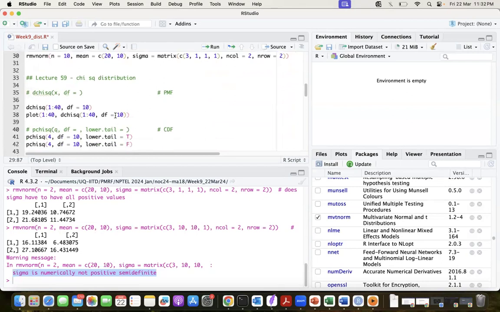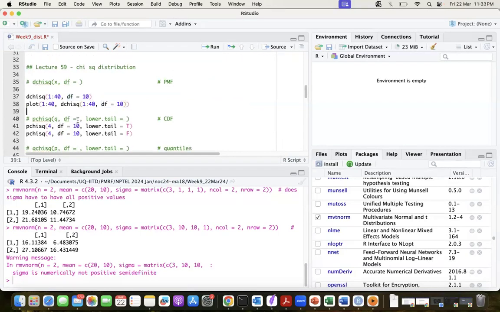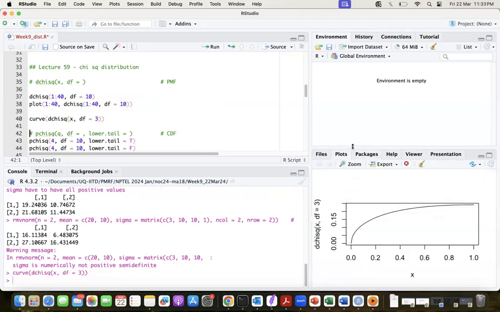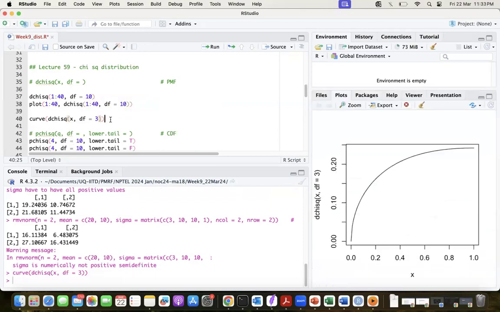Likewise, we come to the four functions of chi-square. For chi-square, the only parameter you are interested in is the value of df. If you want to look at what it looks like, we'll use the function curve. We'll write dchisq, which stands for density chi-square, we'll write x, and we'll write degrees of freedom is 3. If I run this, this is what it looks like.